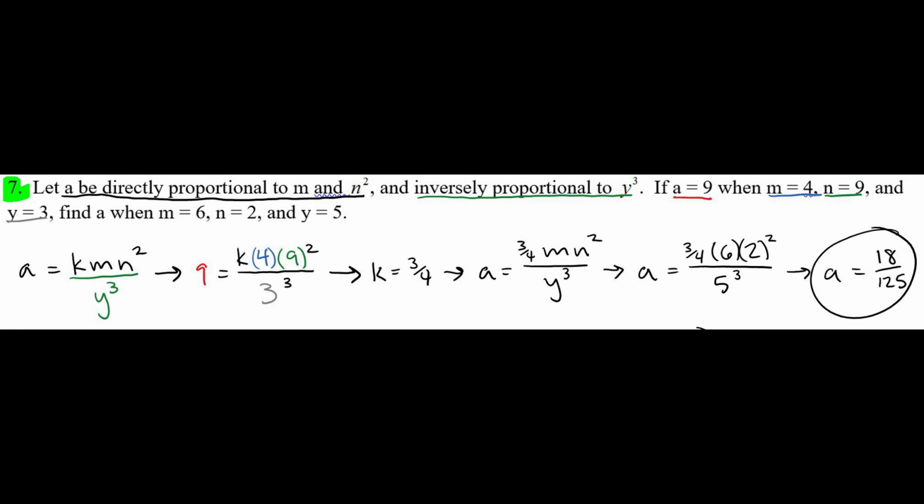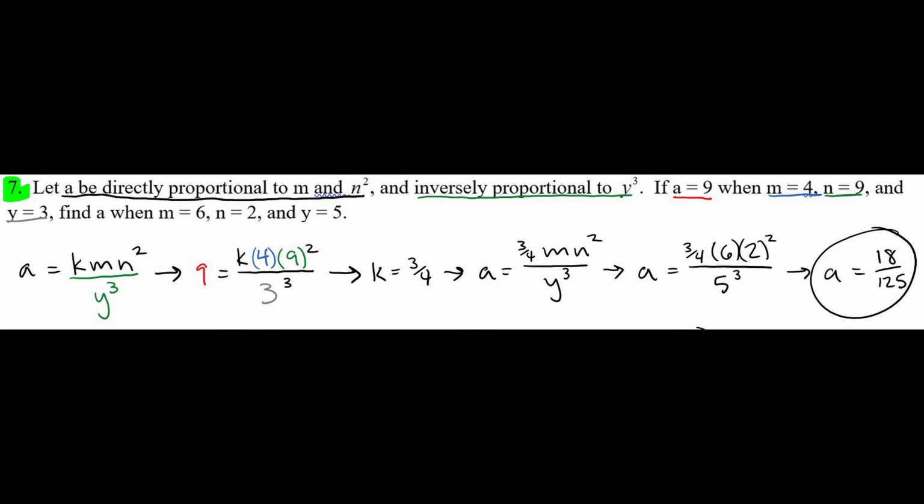So then they say, well, figure out A if m equals 6, n equals 2, and y equals 5. So I plug those in for all those variables. You end up with, after doing all this on a calculator, 18 divided by 125, and that is our final answer.